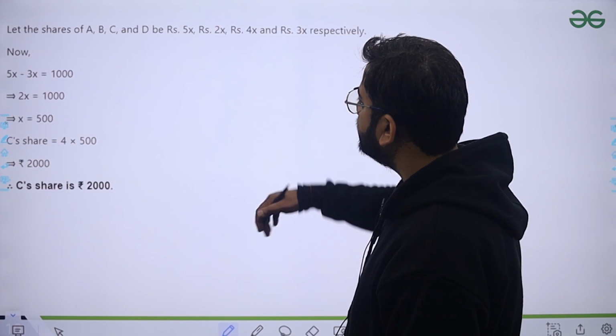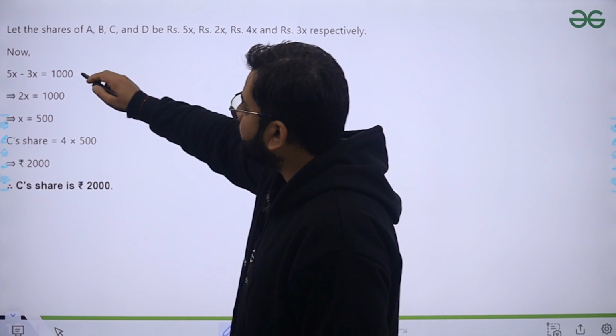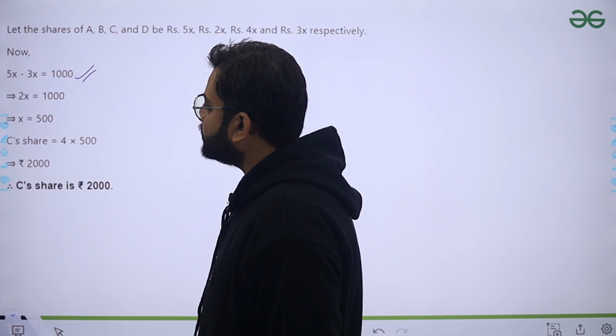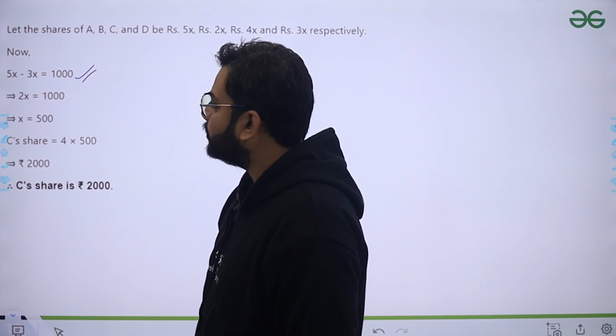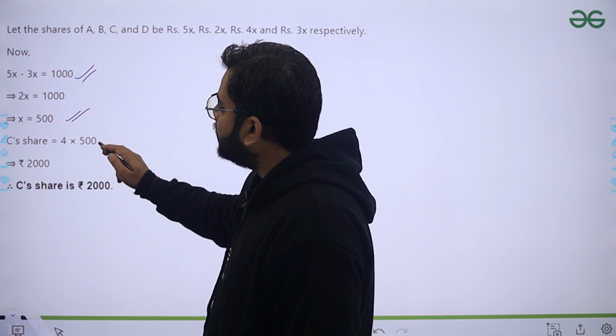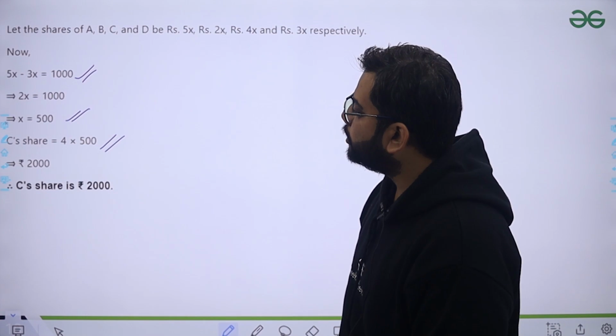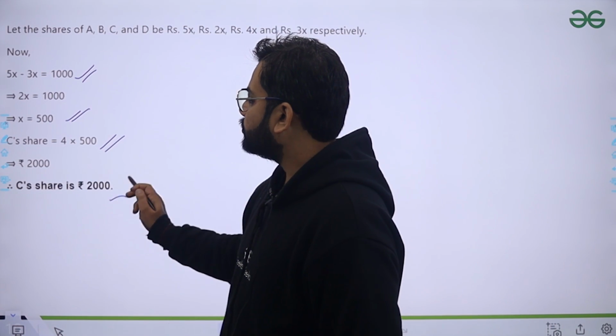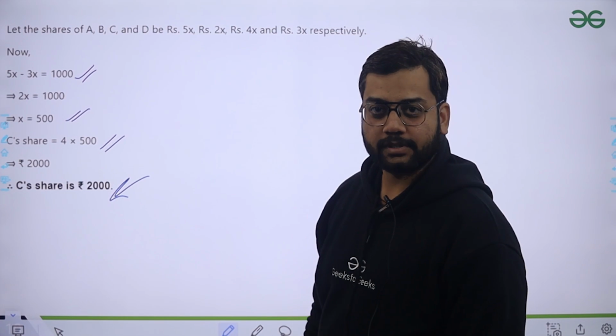The ratio is given and this is also given as 5x minus 3x is equal to 1000 rupees. It means 2x is equal to 1000, x is equal to 500. C share is equal to 4x. It means 4 into 500 is equal to 2000 rupees. So the C share is equal to what? 2000 rupees. Right?